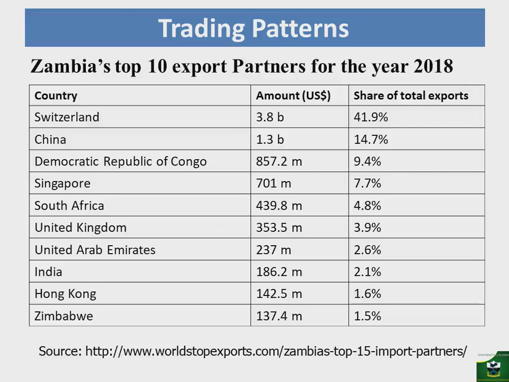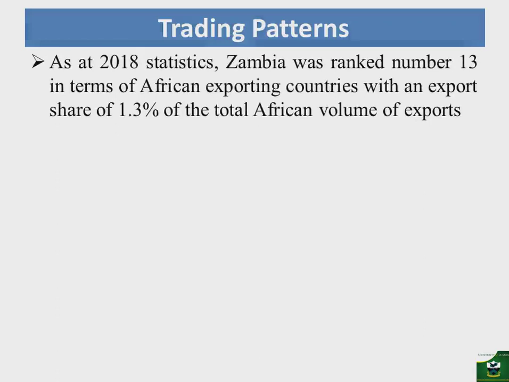Okay, we can look at this in more detail, but maybe before we go to comparative advantage and analyze Zambia's position, we can also conclude on how Zambia's position was in Africa. As a 2018 statistic, Zambia was ranked number 13 in terms of African exporting countries, with an export share of 1.3% of the total African volume of exports.